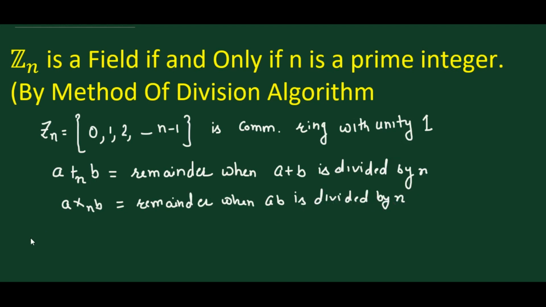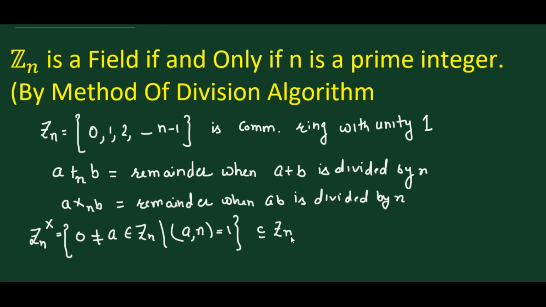Okay, now let us define a set Zn cross. Here we are collecting the non-zero elements of Zn which are co-prime with n. So what is this set? This is the non-zero elements of Zn which are co-prime to n, and of course this is a subset of Zn. Now we will show that this Zn cross is an abelian group with respect to multiplication.